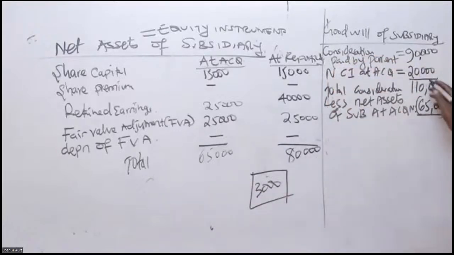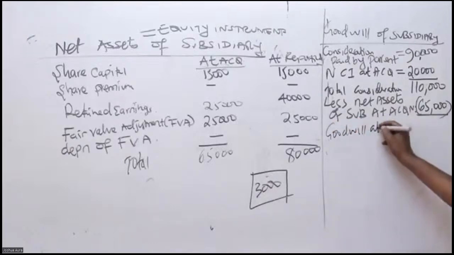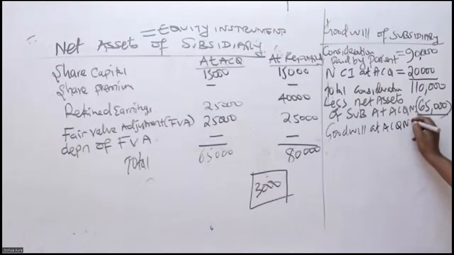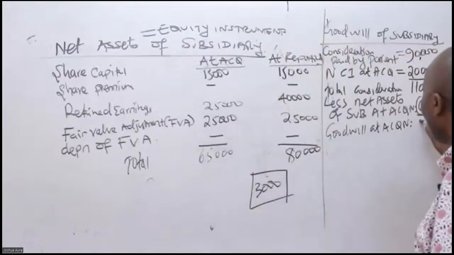So then what we have here is goodwill. This will be called goodwill at acquisition. Goodwill at acquisition will be 110,000 minus this 65,000, which gives me how much? 45,000. Thank you very much.